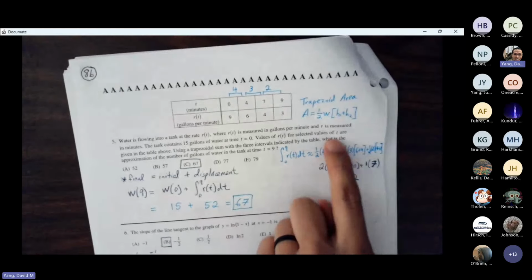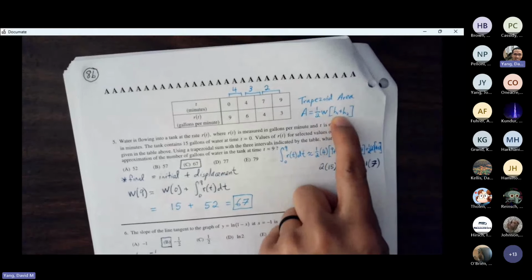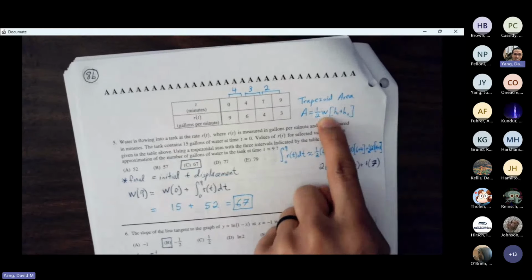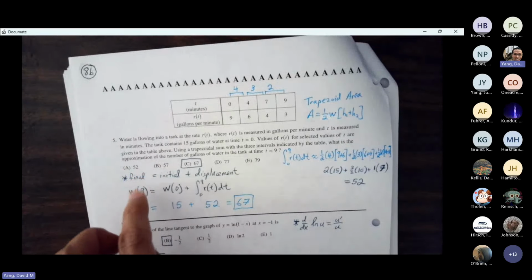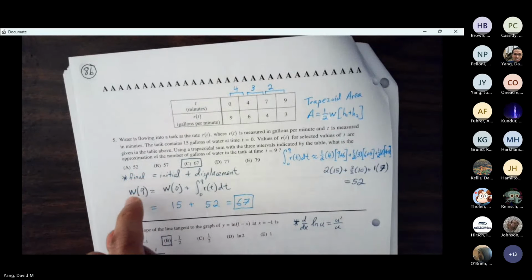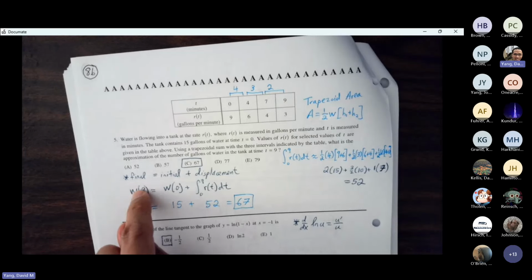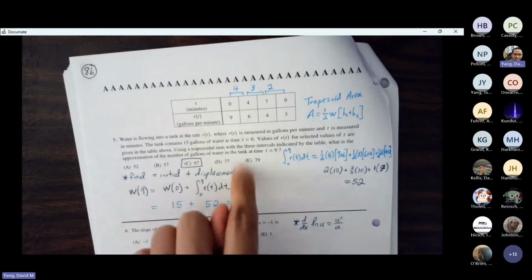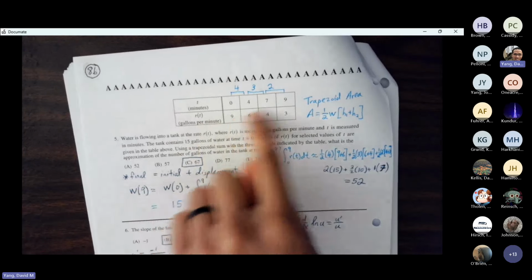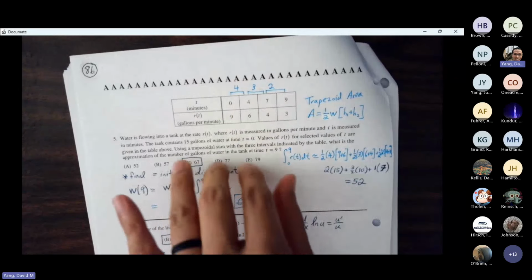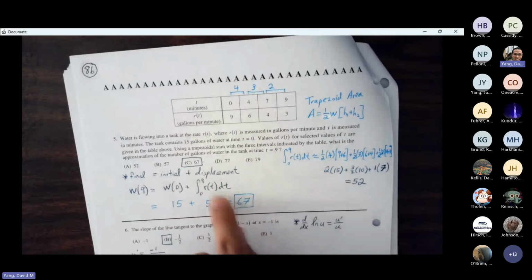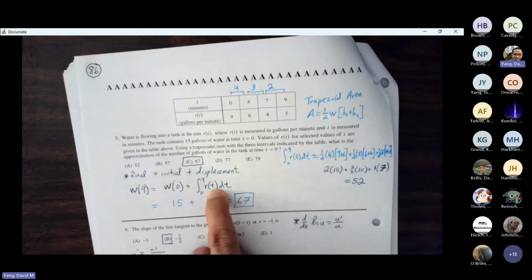All right, number 5, the need for trapezoid area. Make sure we know that: 1/2 width, height 1 plus height 2. And then we're looking for the amount of gallons in the tank at 9 hours. Okay, we have R of t, which is a rate. So to get everything up from a rate to that gallons level, we've got to take the antiderivative.